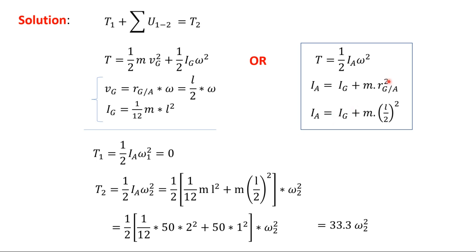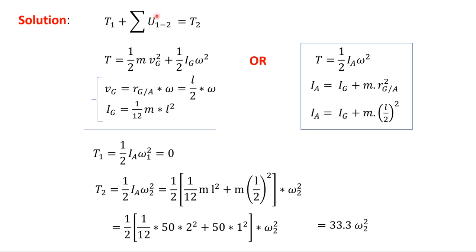So I_G plus the mass multiplied by r_G/A squared. Okay, so the I_A here is going to be applied here, multiplied by omega 2 squared. By substituting what we have, we know the length, we know the mass, and we're going to get the value that T2 is equal to 33.3 omega 2 squared. Now in this equation at the top, T1 is 0 and T2 is 33.3 omega 2 squared.